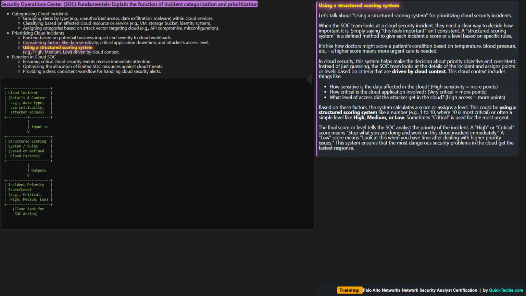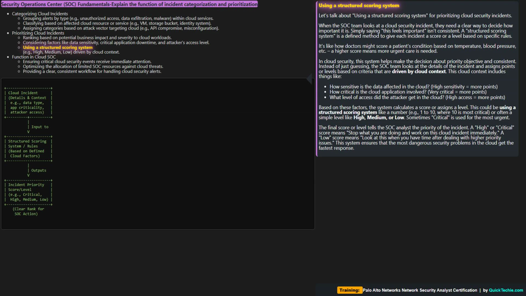Let's talk about using a structured scoring system for prioritizing cloud security incidents. When the SOC team looks at a cloud security incident, they need a clear way to decide how important it is. Simply saying "this feels important" isn't consistent. A structured scoring system is a defined method to give each incident a score or a level based on specific rules. It's like how doctors might score a patient's condition based on temperature, blood pressure, etc. A higher score means more urgent care is needed.